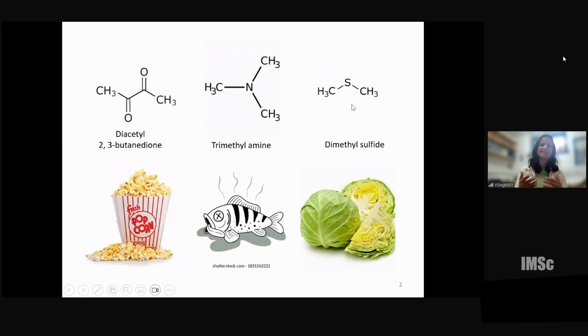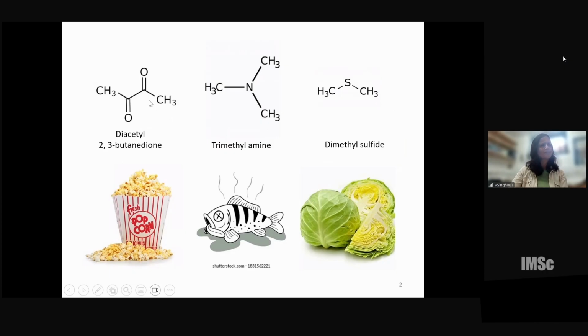And we are very sensitive to responding to this. We don't know how our nose smells it. We don't know the receptor or sensor for this, but I'll tell you a little bit about how we might solve that problem.